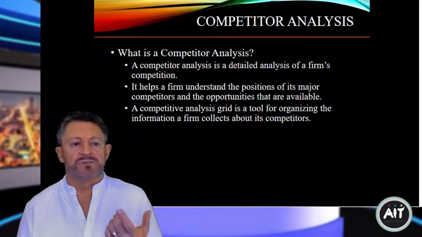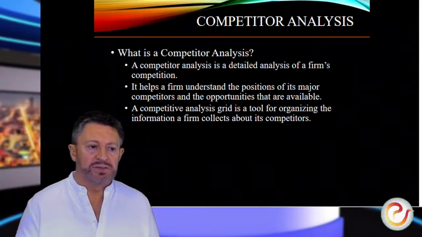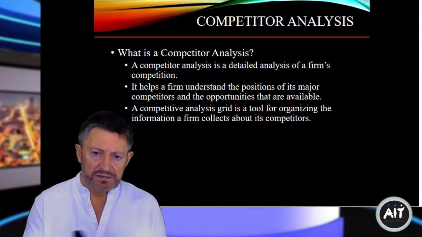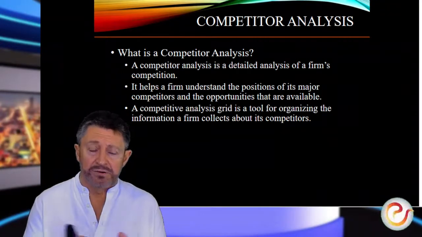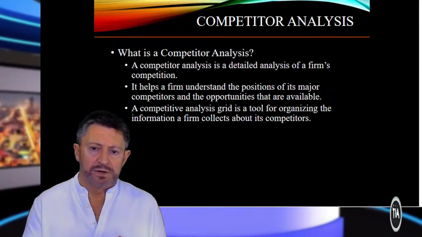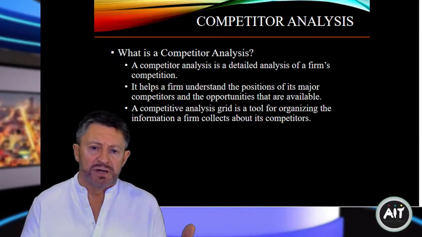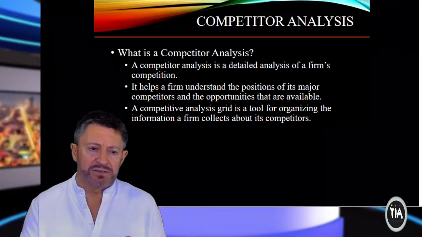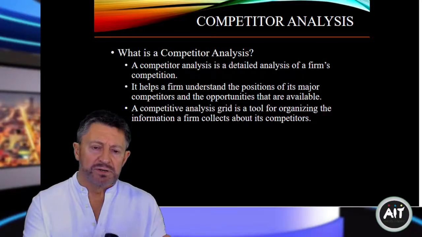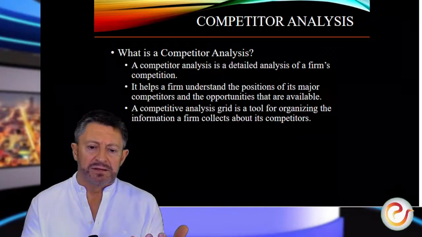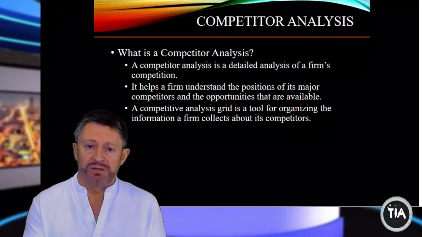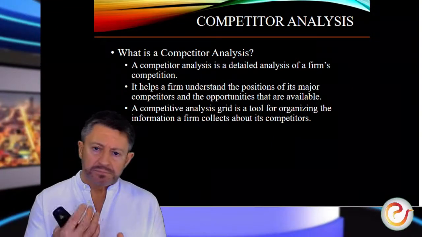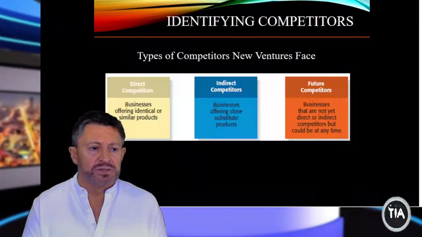The competitive analysis grid is a tool for organizing information a firm collects about its competitors. So you're constantly scanning the competitor environment to see what they're doing, how they're doing it. Are there some things you can learn from competitors that you can do more efficiently? Oftentimes that can be your advantage, because they can be the first movers, but you can come in an awful lot quicker because the consumer base has been educated on the product or service. You don't have to spend as much on marketing, for example, trying to educate the consumers.